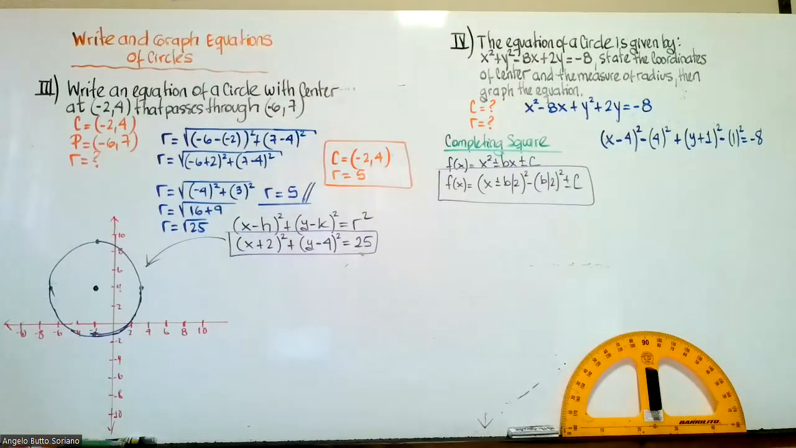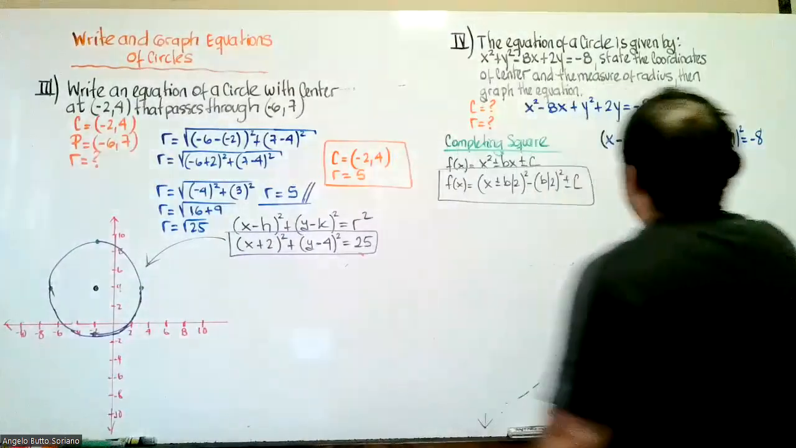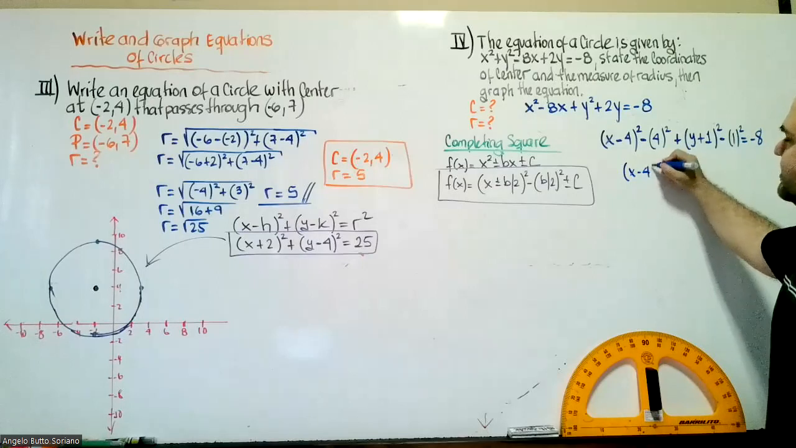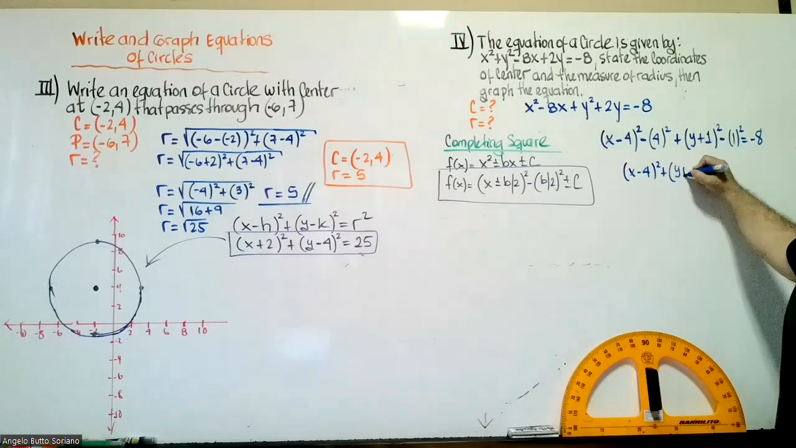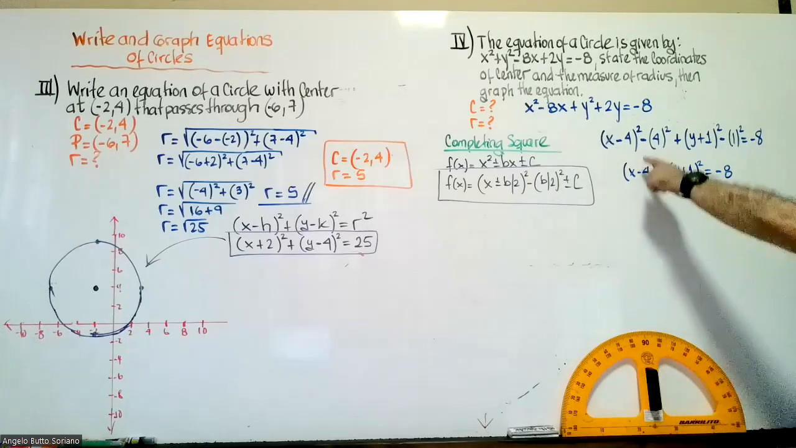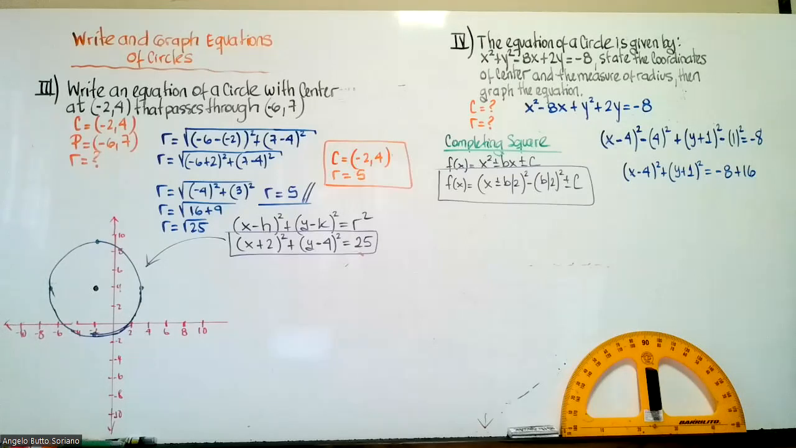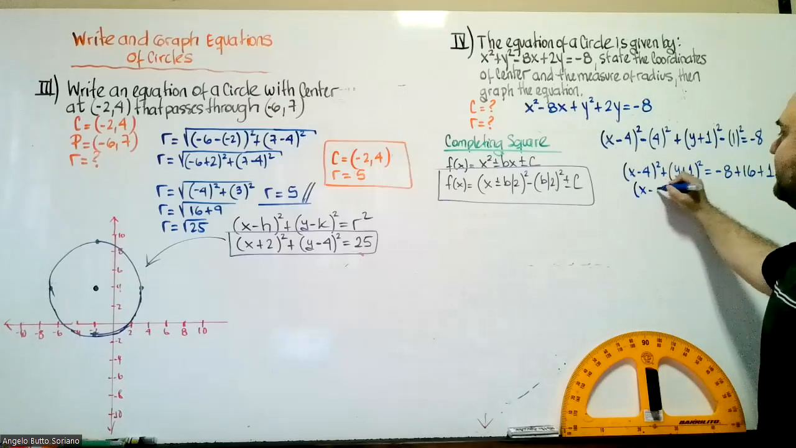Okay? What we're going to do right now is move to the right side the constants, I mean the square values of any number. You have (x - 4) to the second power plus (y + 1) to the second power equal to -8. You know, -4 to the second power, that will be 16, positive 16, and -1 to the second power will be positive 1. Okay, 16 minus 8, that will be positive 8, plus 1, that will be 9.